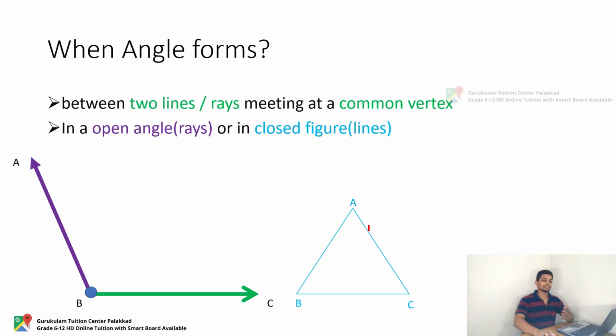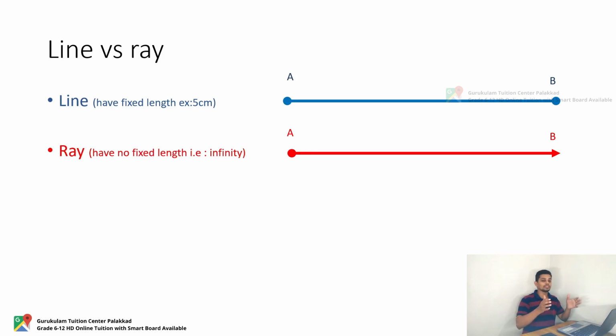That is the difference. And you might be thinking, what is the difference between a ray and a line? Lines have a fixed length. For example, I am saying 5 centimeter.